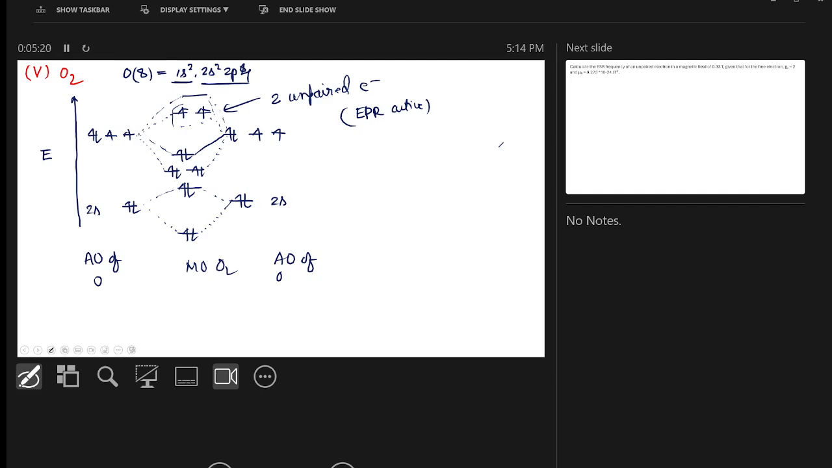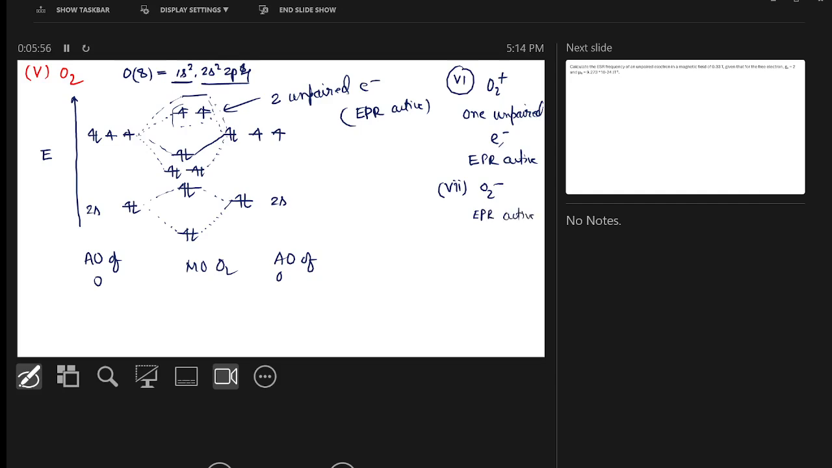Similarly, the sixth one is O2 plus. So you can take one electron away from here. Still we will have one unpaired electron. So this is also EPR active. Similarly, someone can ask O2 minus. So you can fill one extra electron here. So still you will have one unpaired electron. So this O2 minus will also be EPR active.